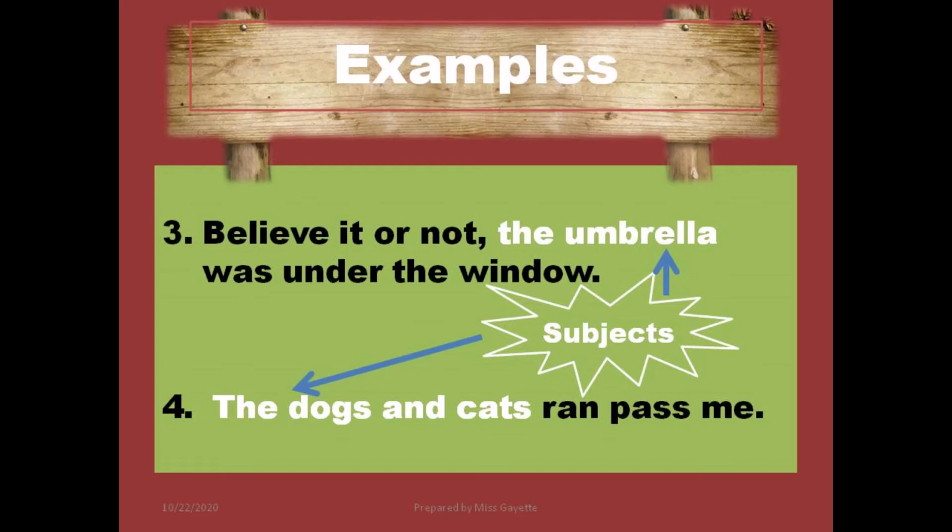Number four, the dogs and cats ran past me. What are we talking about in this sentence? Correct, we are talking about dogs and cats. And so that is the subject in this sentence. And this is a compound subject. As you can see, it has two parts.